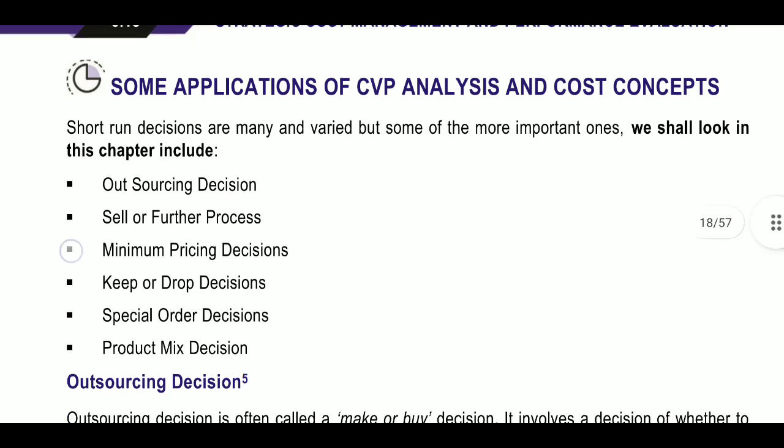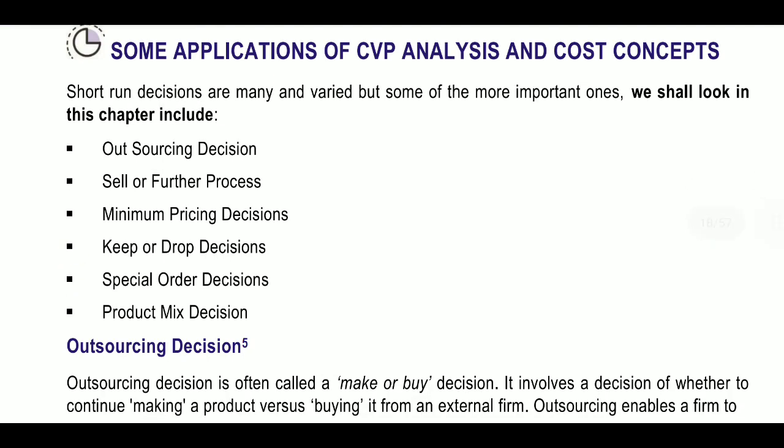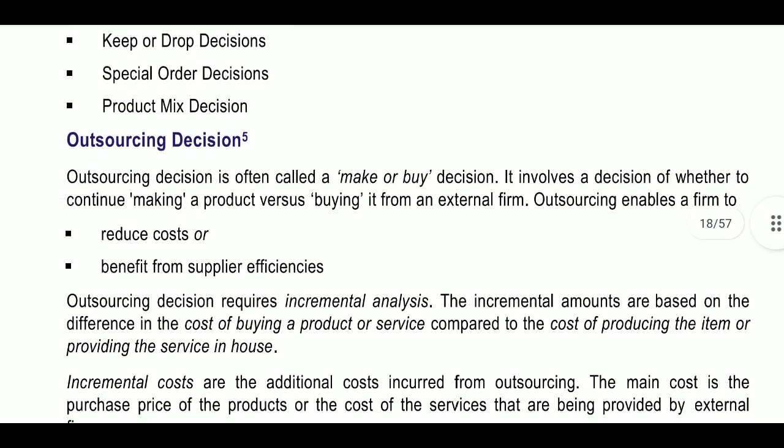So we completed CVP analysis. Now we will see some applications of CVP analysis and cost concepts. This is related to short run decisions, which are discussed now. That is outsourcing decision, sell or further process, minimum pricing decision, keep or drop decision, special order decision, product mix decision. Out of this, the first decision will be the outsourcing decision.